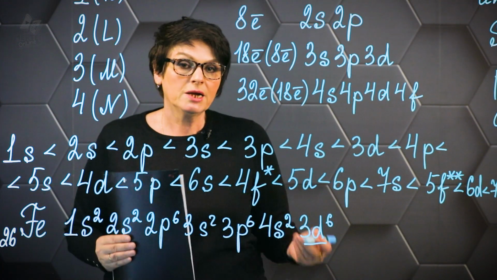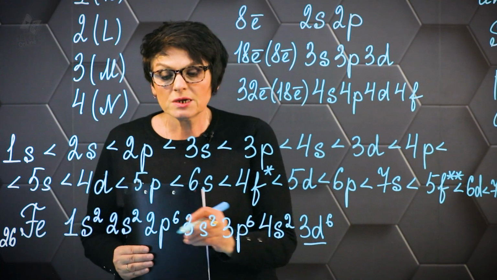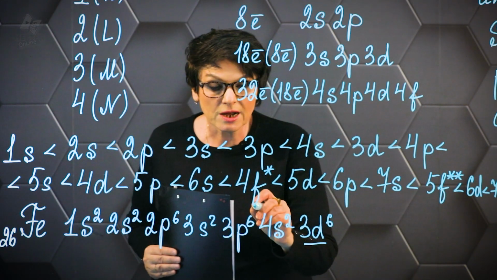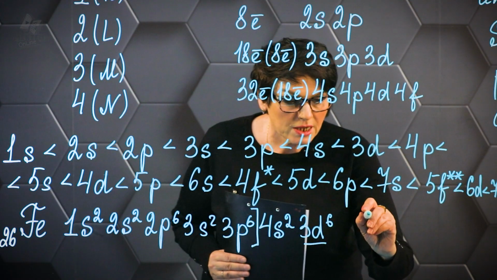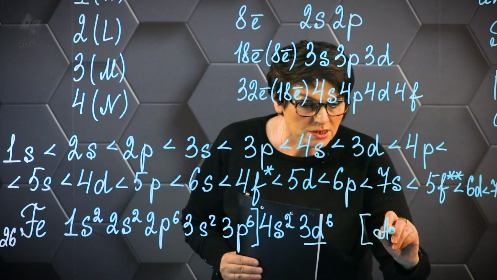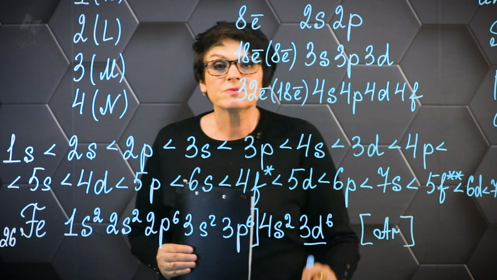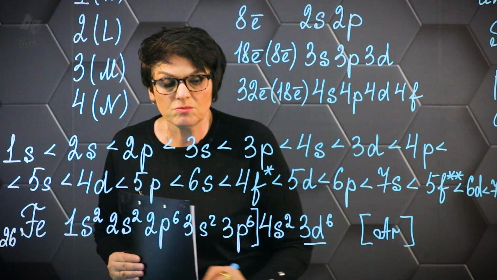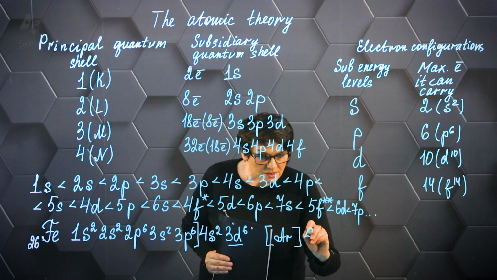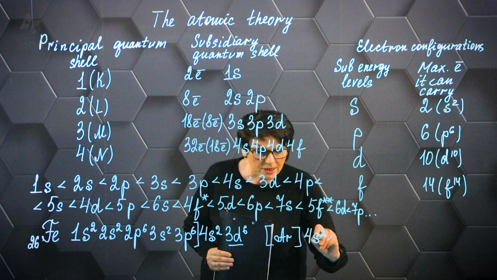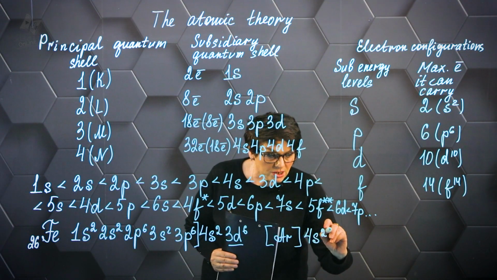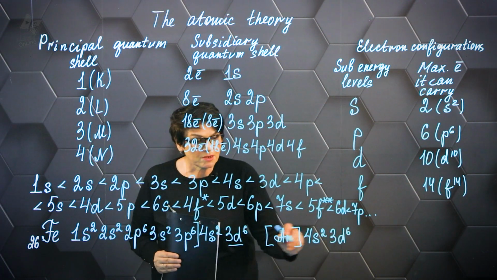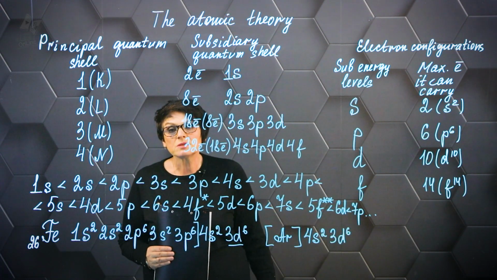But sometimes, in order not to write it out very long, for chemical elements it is customary to do so. Here, up to 3p6, this is the element argon. That is, this record, square bracket of argon, means that this record corresponds to the element argon. And then further write down what is characteristic for the element iron: 4s2 and 3d6. So this entry is called the short entry for this chemical element.